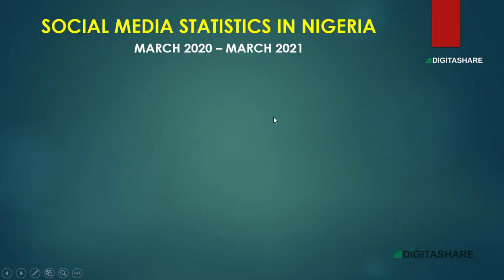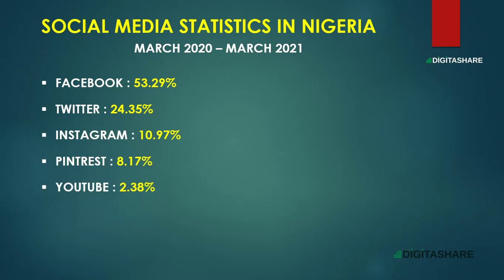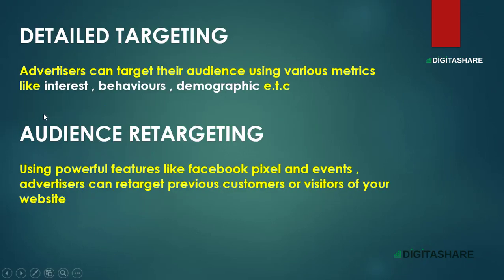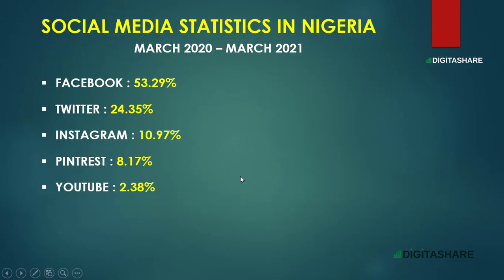Let's look at the social media statistics in Nigeria between March 2020 and March 2021. Facebook has 53.29% of all the social media platforms Nigerians use. Facebook has a large share, more than half, at 53.29%, Twitter 24.35%, Instagram 10.97%, then Pinterest and YouTube. Oh, there's a mistake here. After YouTube there should be another platform. This last platform is LinkedIn.